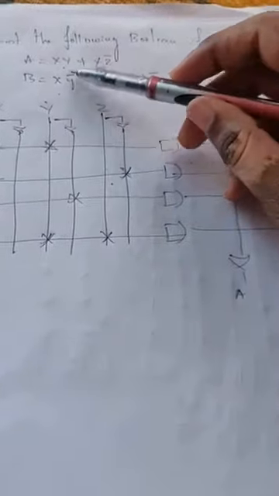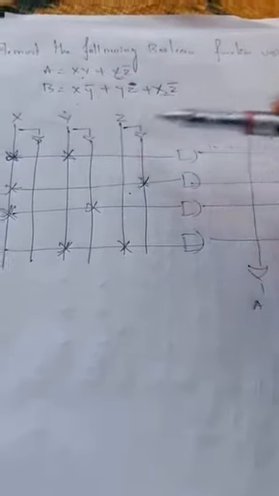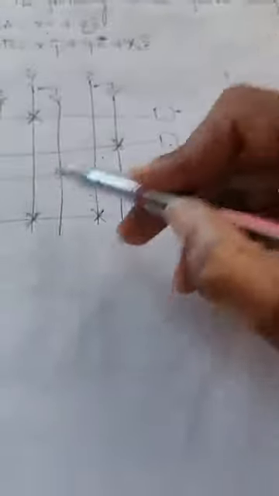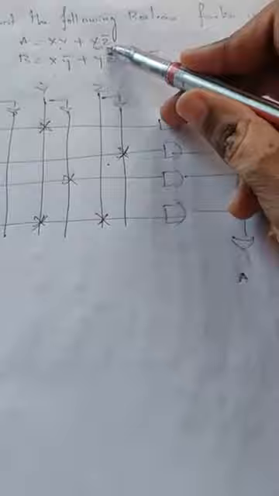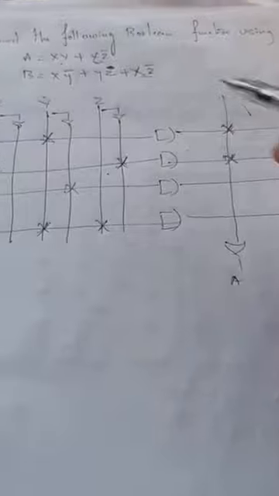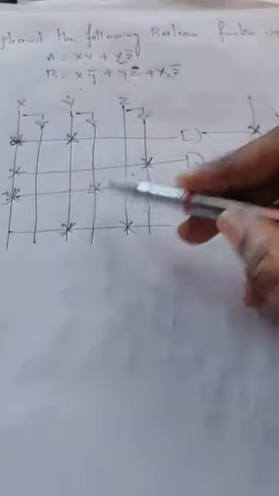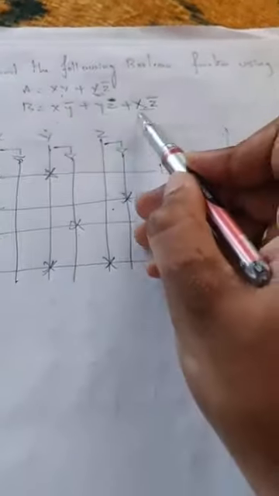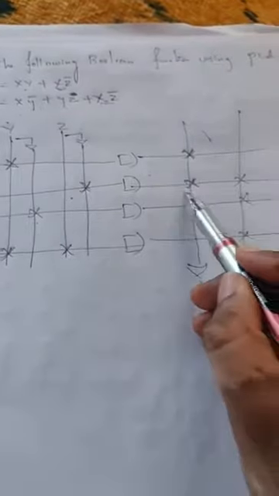Look here, XY, where is XY? XY belongs to A, so just mark, not bullets, mark X. Both are feasible, so mark both the AND array and OR array with X mark. Then XZ bar, this is XZ bar, mark here. So I am done with A, now coming to B. XY bar, this is XY bar. YZ bar, here it is YZ bar. Then we have XZ bar, here it is. You can notice XZ bar comes in both A and B, so I have marked A and B.